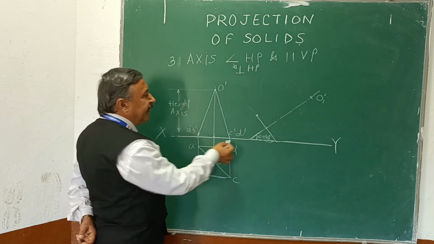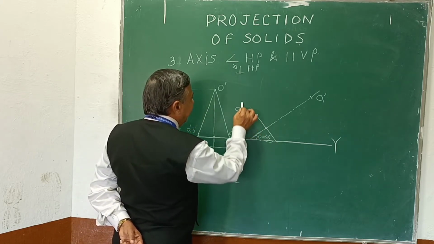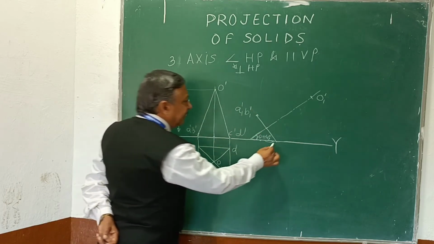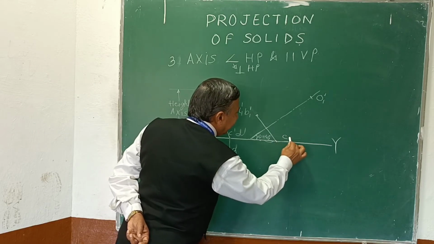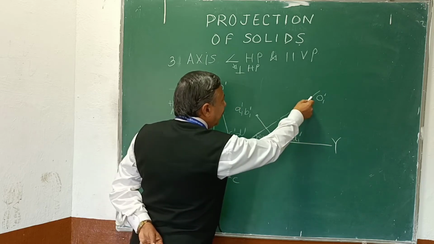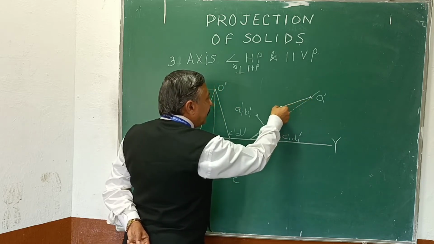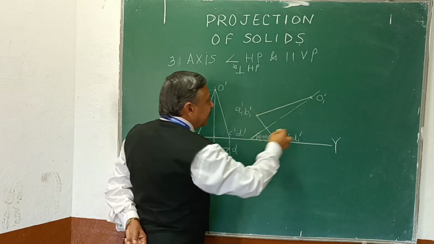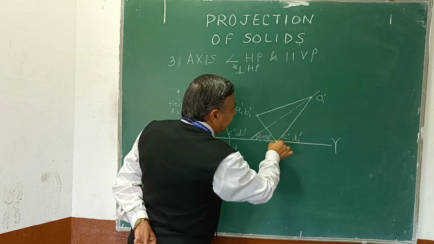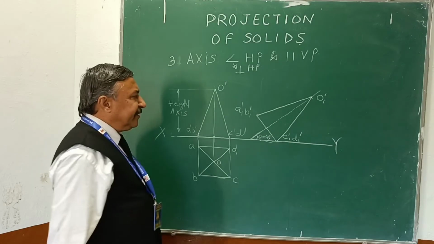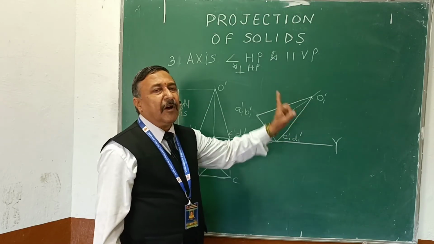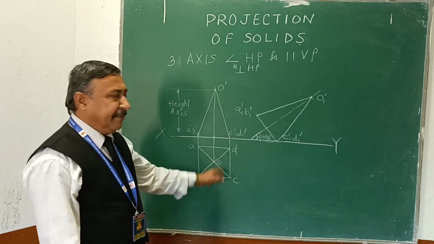This is A and B. So this point is our A1 dash and B1 dash. And this point is our C1 dash and D1 dash. Now join O1 dash to A1 dash, B1 dash, and O dash to C dash and C1 dash and D1 dash. So this is the inclined position of this pyramid.